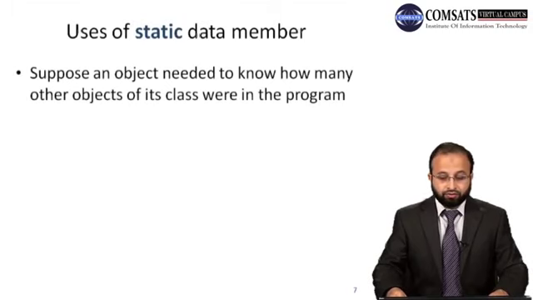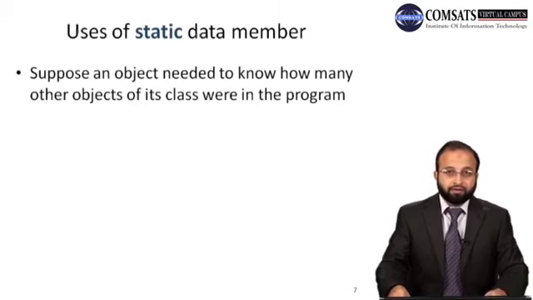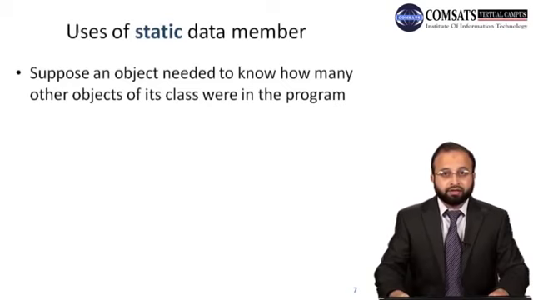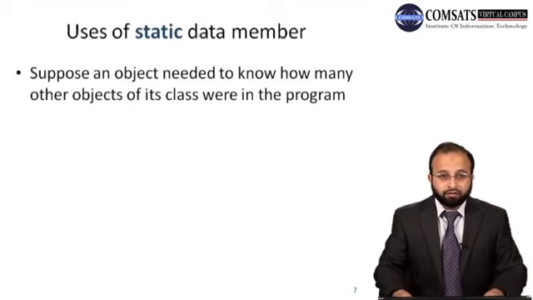Suppose an object needed to know how many other objects of its class were in the program. For example, we have, let's say, a distance class, and we created an object D1 of that class, and another object D2 and another object D3. Now we want all these three objects to know how many objects of that class have been created. Until now, before the static data member, we don't know any mechanism that we can use very conveniently. For that, maybe we can write a function if we don't have a static data member. So a static data member can solve this problem because it is shared among all the objects of that class.